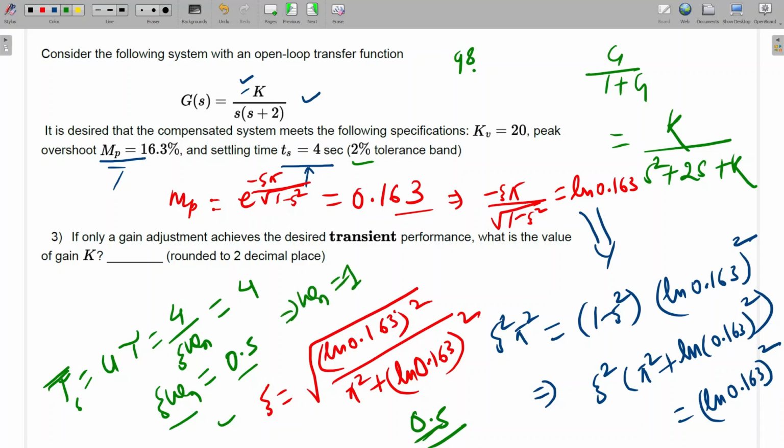Is it correct? Can anyone reply? The value of omega n, is it correct here, or is some mistake there? Any mistake is there? Hello? Can anyone reply?